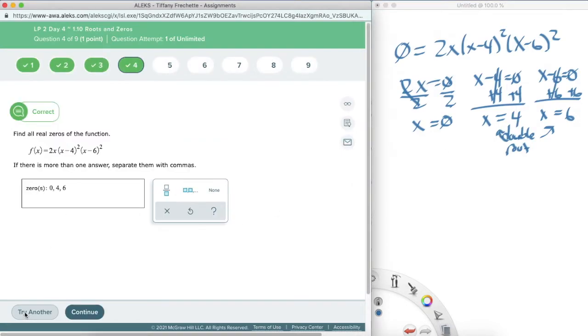Okay, so it gave it to us there. Normally, they would not make you type it in twice. That's why I didn't think they were going to make us do it. But it also doesn't have us identifying double roots either. So sometimes they will actually have you mark 4 as a double root and 6 as a double root.